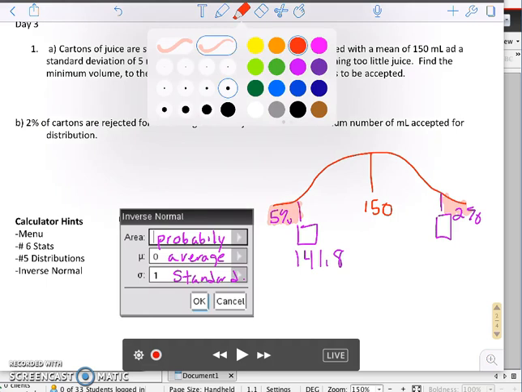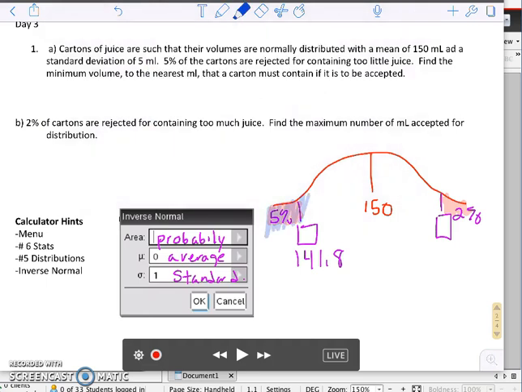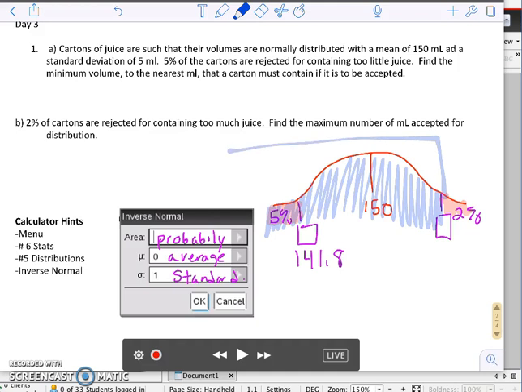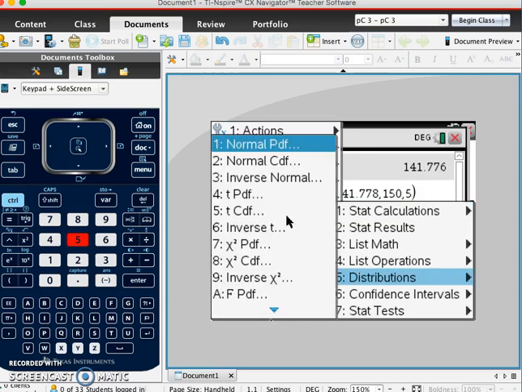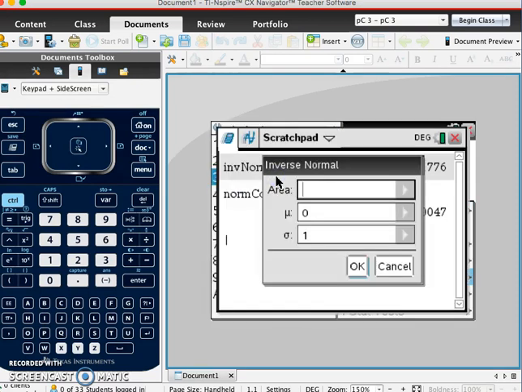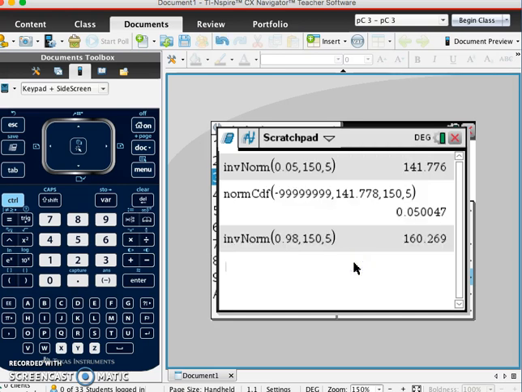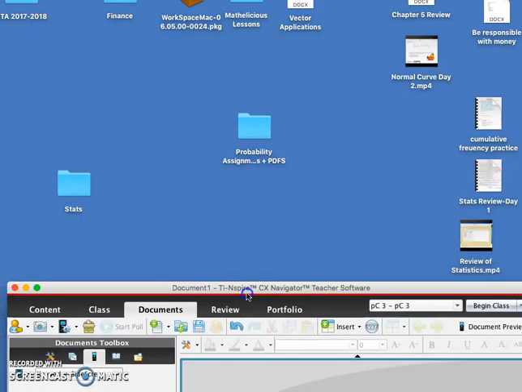Now here's the deal. When we type in area, we can only type in area underneath. We can't type in the one that's above. So if we want 2% above, that means below is 98%. So when we go to the calculator, menu, statistics, distribution, inverse normal, our area has to be below. So we put in 0.98, 150 milliliters, 5, and we end up with 160.269.